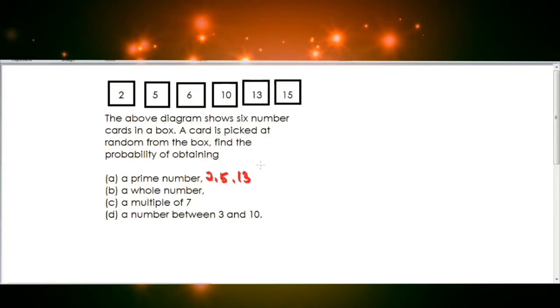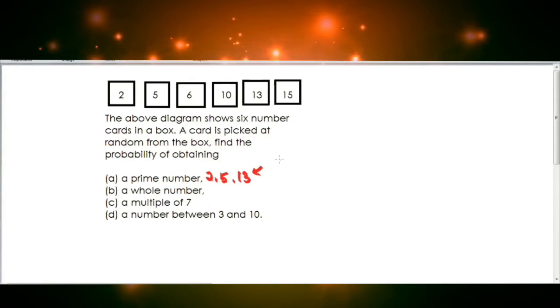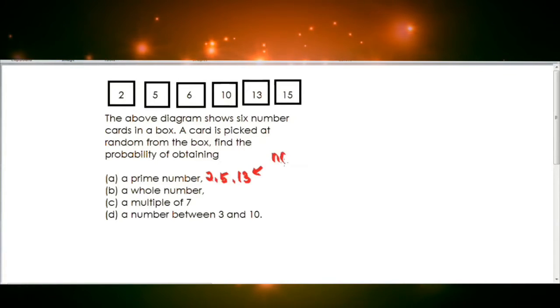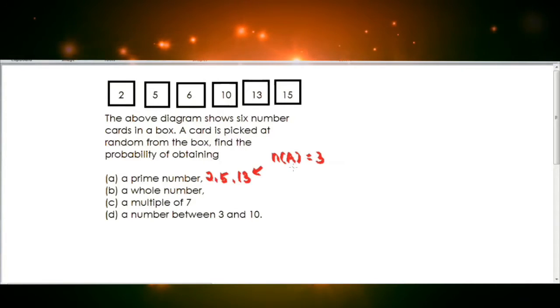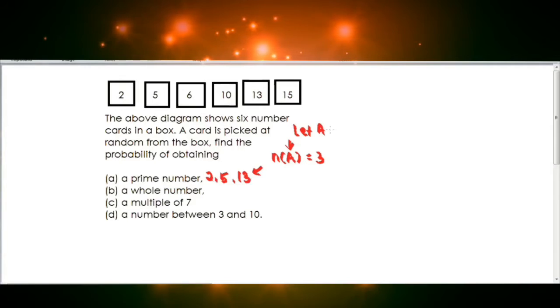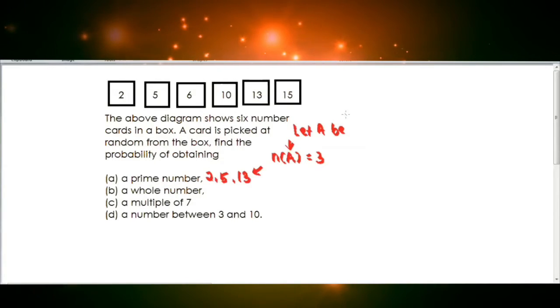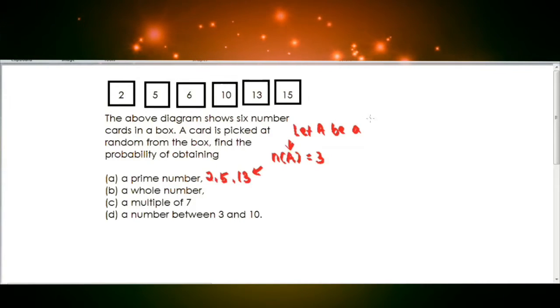So this is called the event. How many events are there here? 3 events, so the number of A is equal to 3. We need to state what A stands for. When we answer the question, we need to explain: let A be the event of getting a prime number.